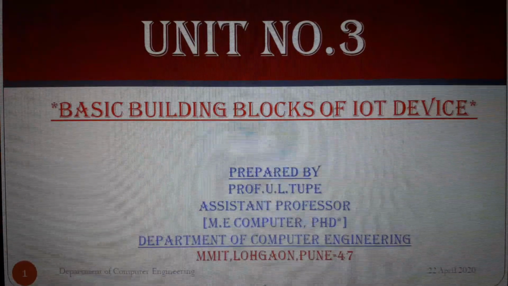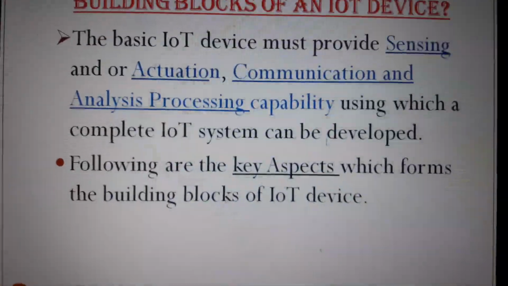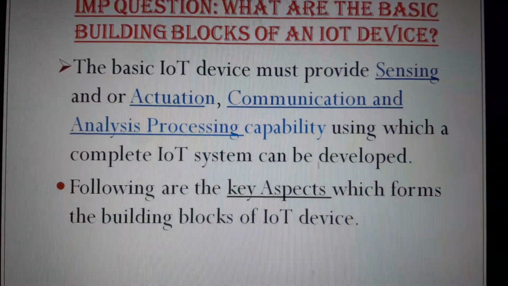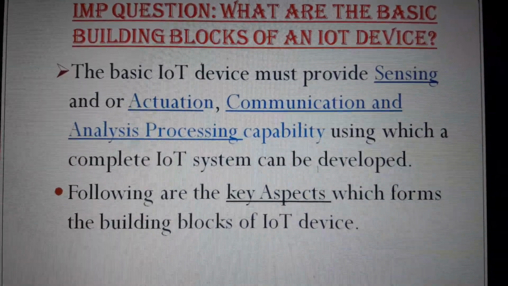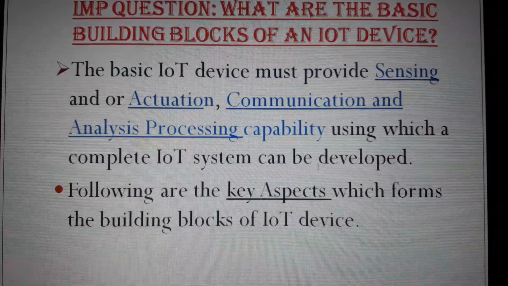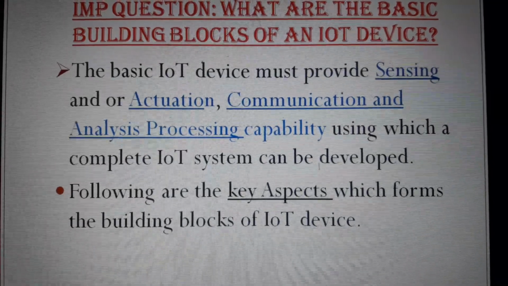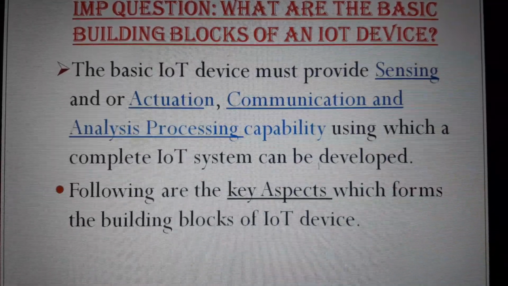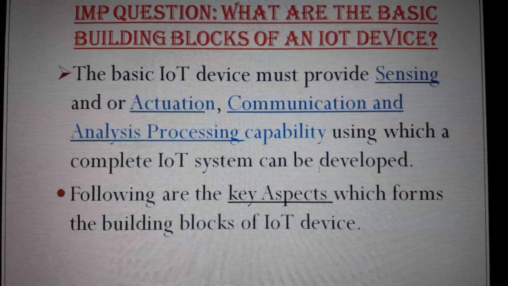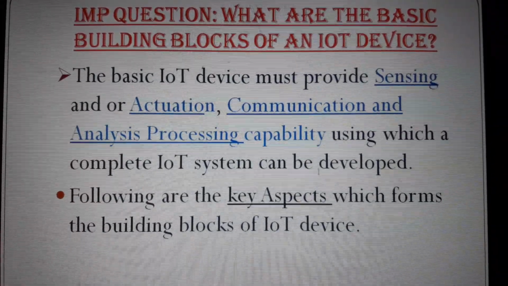Next point is the basic building blocks of IoT devices. A question may be asked: what are the basic building blocks of an IoT device? A basic IoT device must provide sensing and/or actuation, communication, and analysis and processing capability, using which a complete IoT system can be developed. So we see IoT, that is the Internet of Things. We see the Raspberry Pi, which is connected to the IoT.